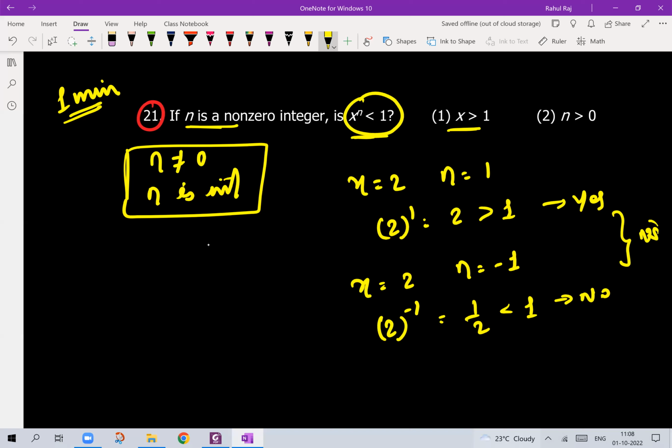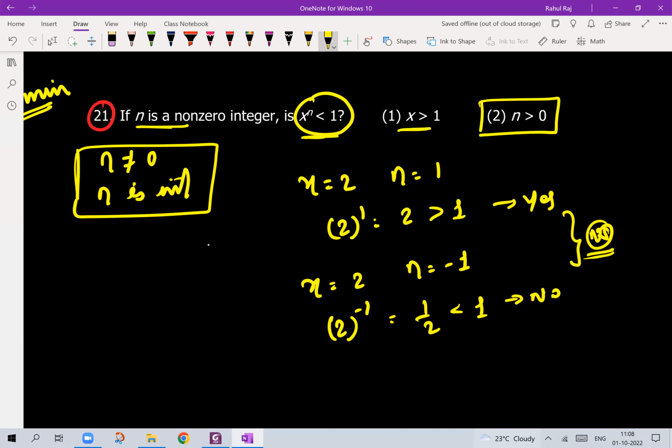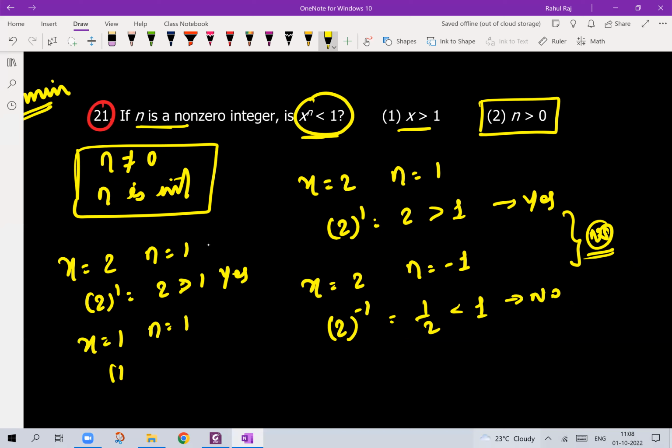But before you combine, be extremely sure that option number 1 is not sufficient for a reason, and option number 2 is not sufficient for a reason. So option number 2 says n is greater than 0. Again, I have no information about x. Imagine if I take x is equal to 2 and n is equal to 1. So 2 to the power 1 is 2, which is greater than 1. I have a yes situation. Imagine if I take x is equal to 1, n is equal to 1. 1 to the power 1 is 1, which is not greater than 1. I have a no situation. I have a yes and no situation. I can straightforwardly say these two statements are not sufficient.